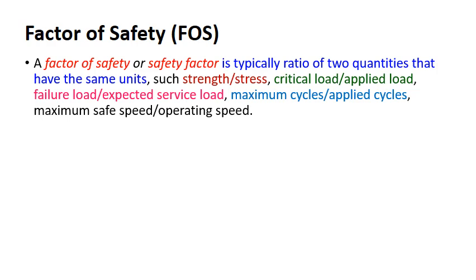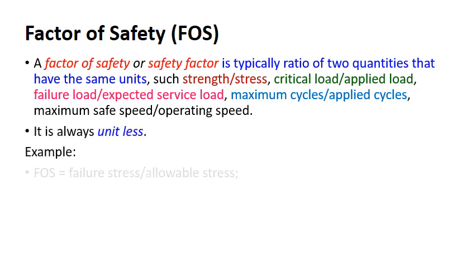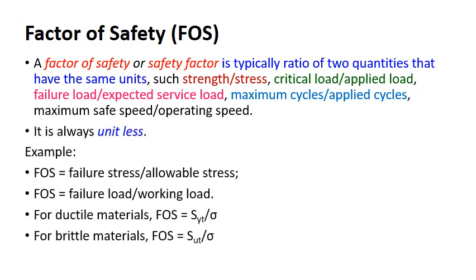So factor of safety is basically the ratio of two quantities which have the same units, and hence it is a unitless quantity. For example, these are the things you would have employed in your mechanics of solids, and we will continue the same in design of machine elements also.